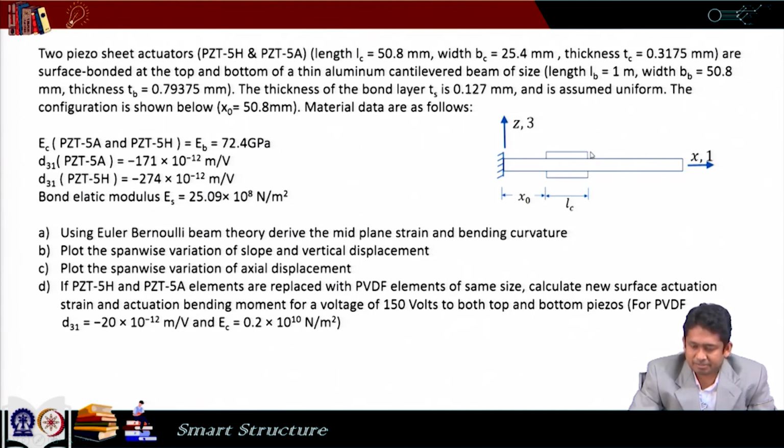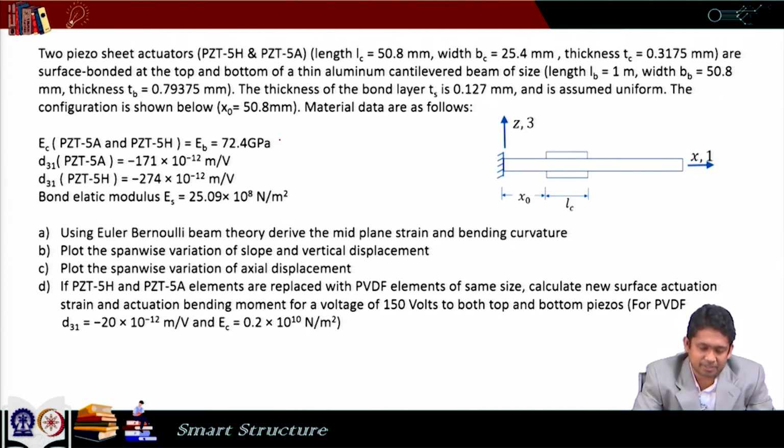Their length is 50.8 millimeter, width is 25.4 millimeter and thickness is 0.3175 millimeter, and they are bonded to the top and bottom of a thin aluminum cantilever beam of length L = LB = 1. So, this is the beam to which it is bonded. Its length is 1, its width is 50.8 millimeter and thickness is 0.79375 millimeter. The thickness of the bond layer is 0.127 millimeter and the bond layer is assumed to be uniform. The configuration is shown below and the material data is given.